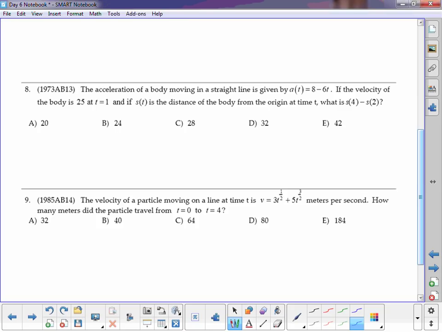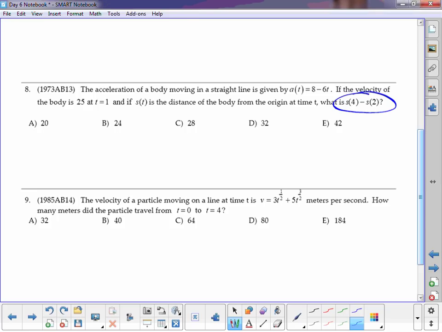Okay. Alright, the acceleration of a body moving in a straight line is given by a of t equal to 8 minus 6t. If the velocity of the body is yada yada, and if s of t is the distance from the origin, what is s of 4 minus s of 2? So they're asking us to do quite a bit here, because our final thing is we want to find the position at 4 and subtract from that the position at 2. But before I can do that, I need to know what my position is, right?